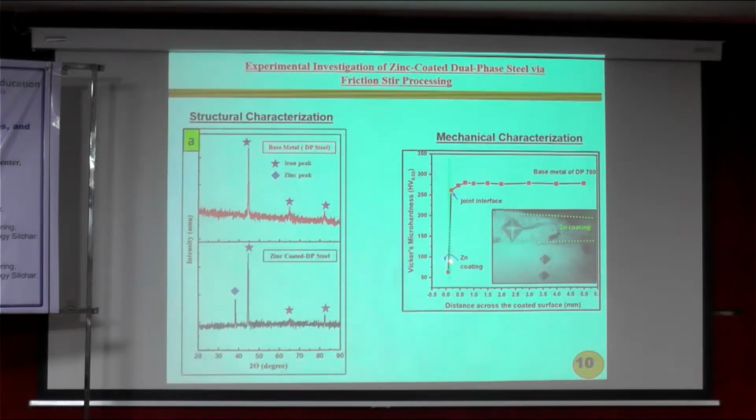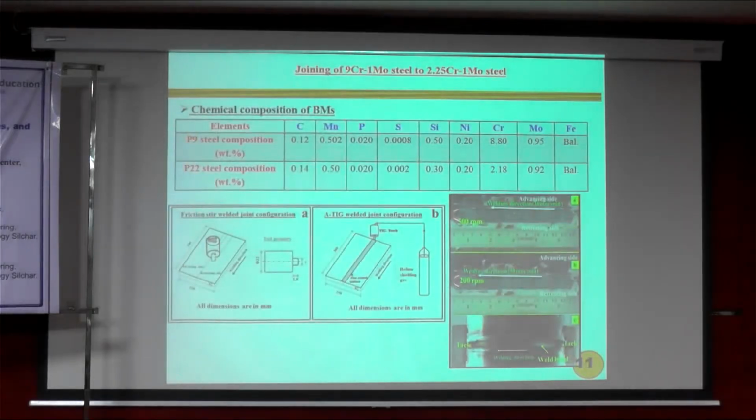You can see that in the zinc coated area the hardness is roughly 75 VHN. Then it gradually increases until we reach the base material hardness. That means no significant difference is noticed at the area adjacent to the coated interface. So with friction stir processing, without any significant problem, we have done this successful coating on the DP steel. This is another work.